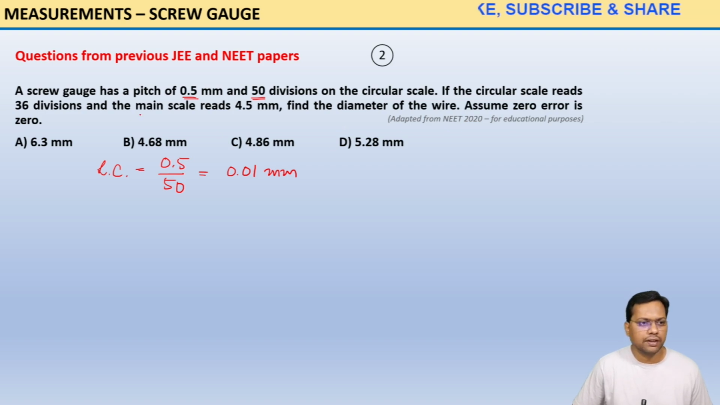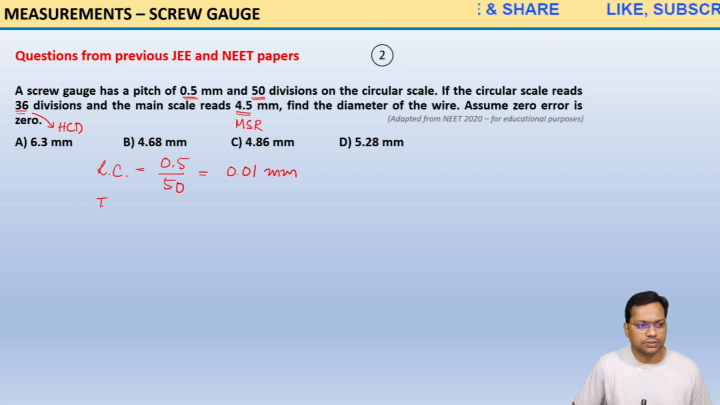Now the second line gives the readings related to the diameter of the wire. The main scale reads 4.5 mm. This is the main scale reading, that is MSR. And 36 divisions of the circular scale are coinciding with the reference line. Therefore, this is HCD.